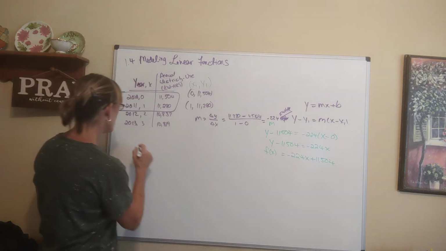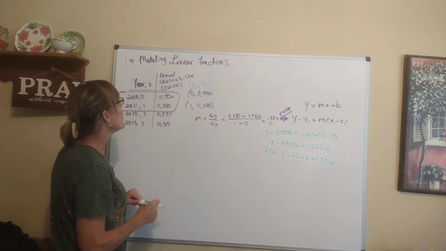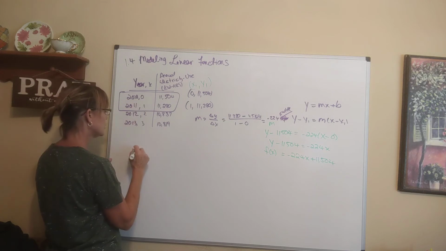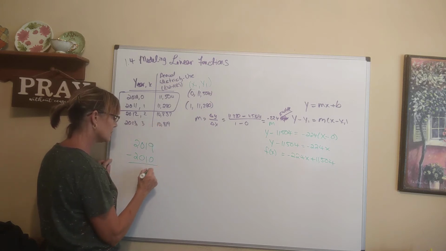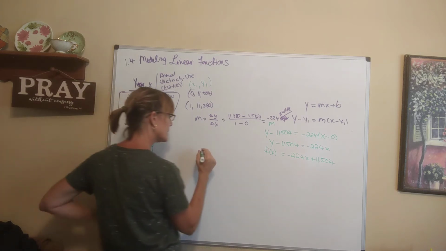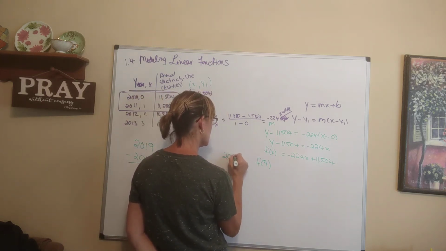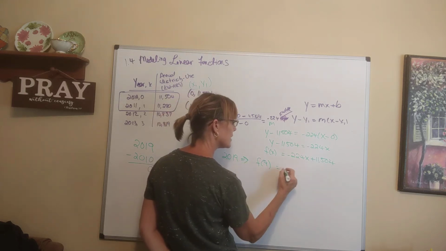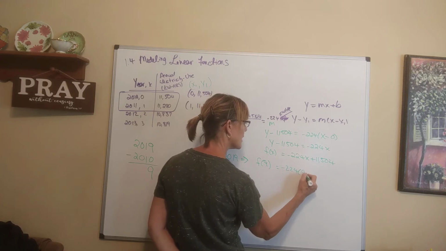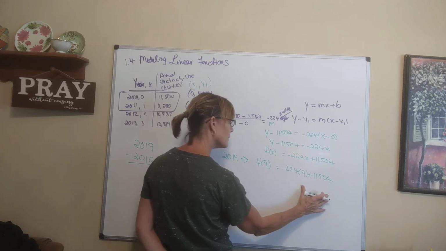So 2019. I am not going to put 2019 in here because I have normalized my data. What was the starting year? The starting year was 2010. So how many years have passed since this model started being used? 9 years have passed. So I'm going to take f of 9, which will be the amount of electricity use in 2019. Let's predict that using our model. That's going to be negative 224 times 9 plus 11,504. Okay, so we're going to find that number.